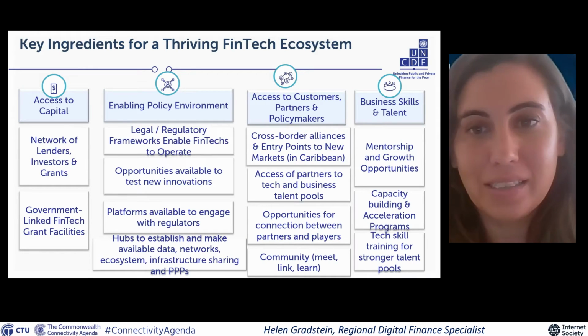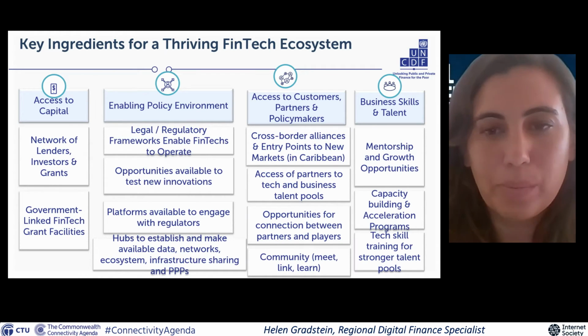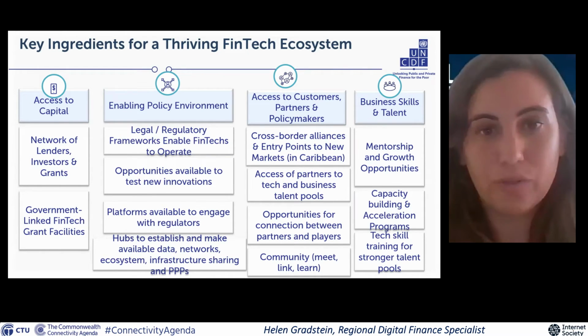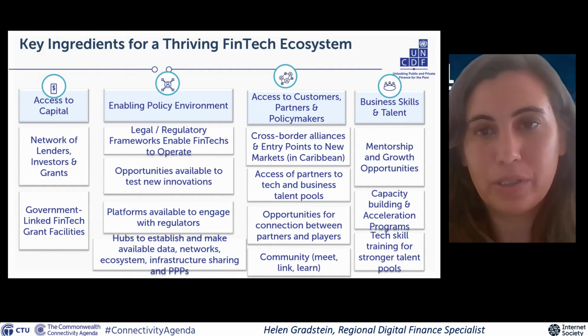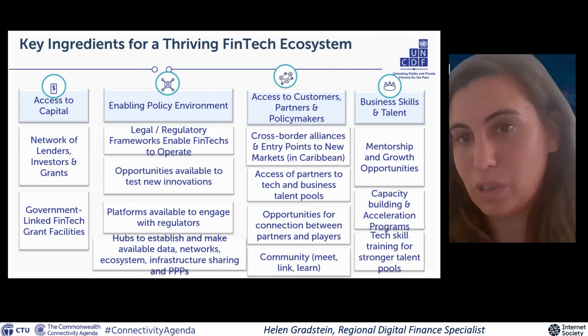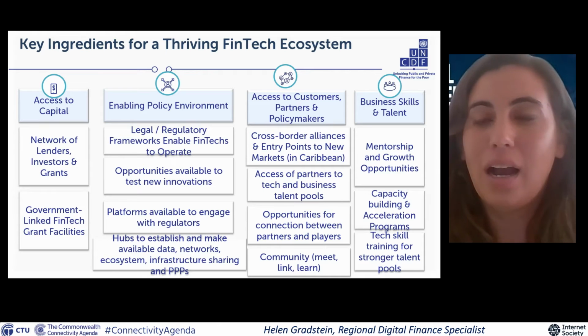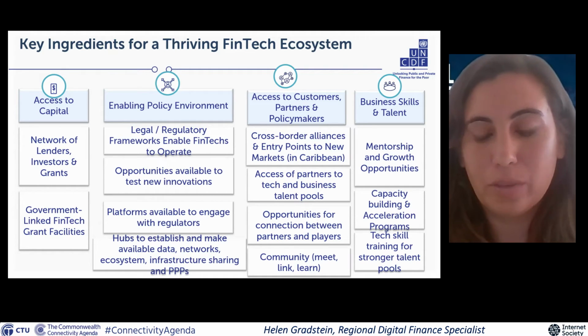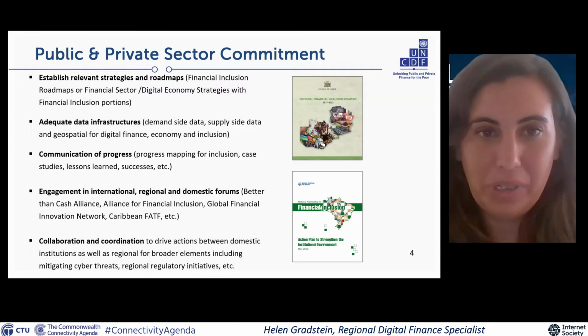Apologies. And here's the second framework for essentially establishing a thriving fintech ecosystem. And this was adapted by the approach of Singapore, where in essence, you need to create policy initiatives as well as have the legal framework to enable fintechs or other innovations and entrepreneurs to access capital, to be able to operate in the market with the enabling policy environment, to have access to customers, partners, and policymakers. And we're seeing some very encouraging efforts on this front from across the region, as well as opportunity or policy initiatives to nurture business skills and talent. So on the next slide, we're just going to start piece by piece.